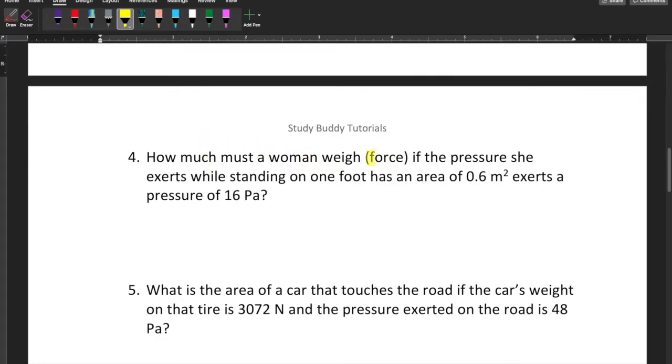How much must a woman weigh? Force. So it's how much, so we're asking for force, if the pressure she exerts while standing on one foot has an area of this, exerts a pressure of 16 pascals. This one's a little bit different, but it's still pretty easy.